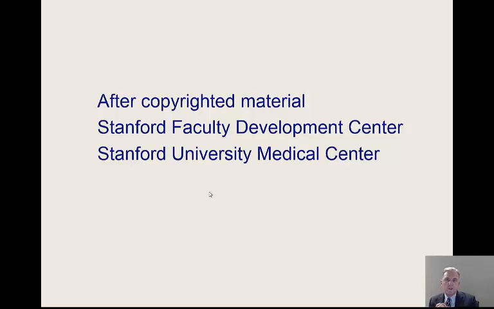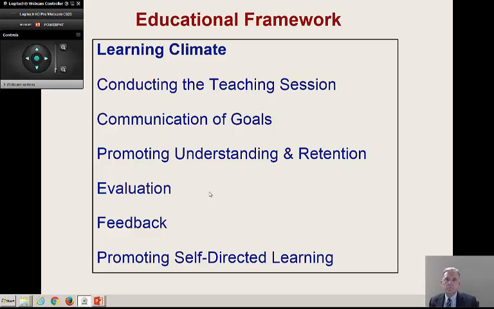I have modified the materials from the materials of the Stanford Faculty Development Center. Remember, we have 7 categories in our educational framework, and the first of these is learning climate, and that's what we're going to be doing now.